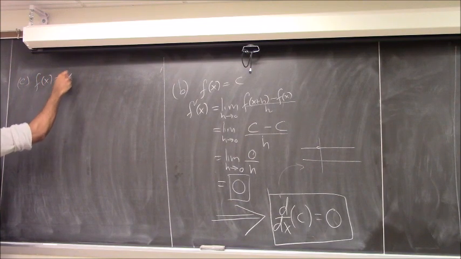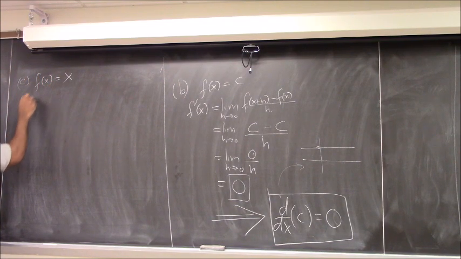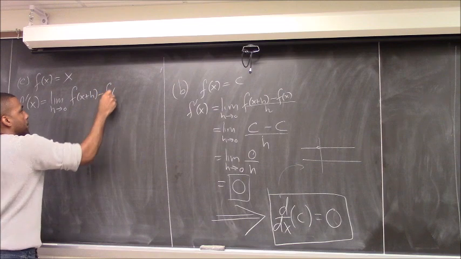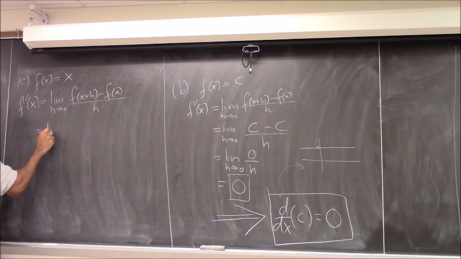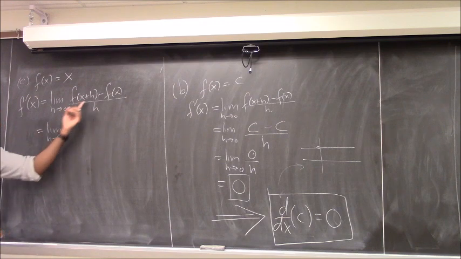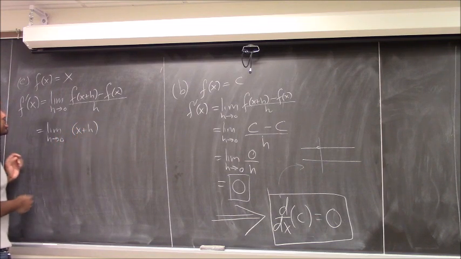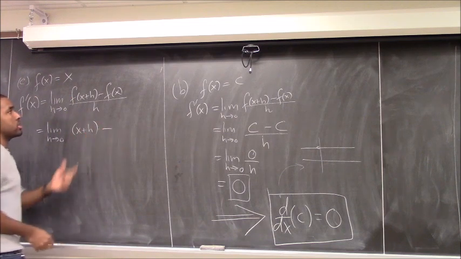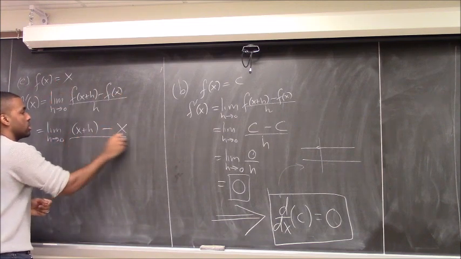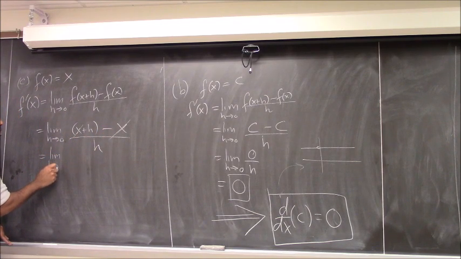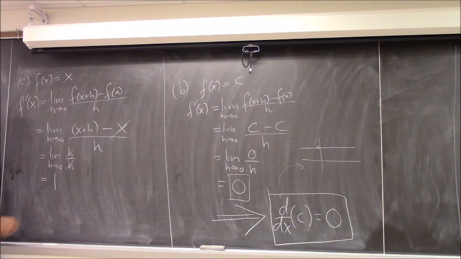What if it's actually just the function x? What is f of x plus h when the function is x? It's x plus h. We replace all x's with x plus h. Minus f of x, which is just x, all over h. Those x's cancel, so I end up with the limit as h approaches 0 of h over h. That simplifies to 1, so that's just the number 1.